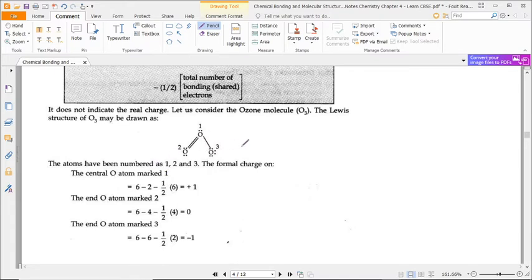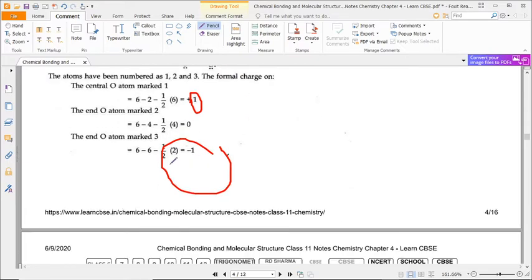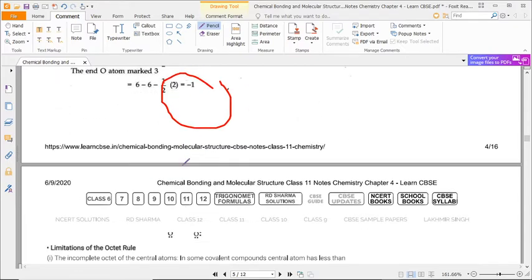So 1, 2 and 3. So number of valence electron is 6 for the oxygen atom 1. Minus 2 means the lone pair of electrons, minus half into 6. 6 is number of bonds surrounding it. So 3 bonds you have. So totally 6 electrons. So 1 by 2 into 3. So the charge is plus 1 for this. And for the second oxygen it is 0. And for the third oxygen it is minus 1. This I have explained to you in the previous video so that you can refer to.